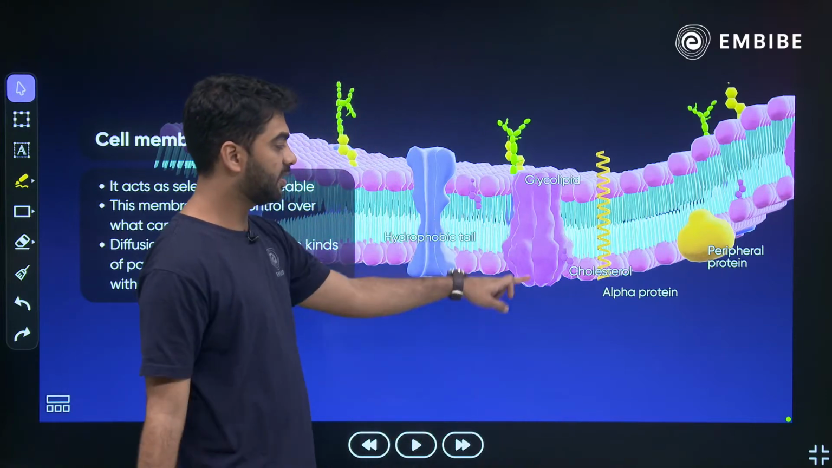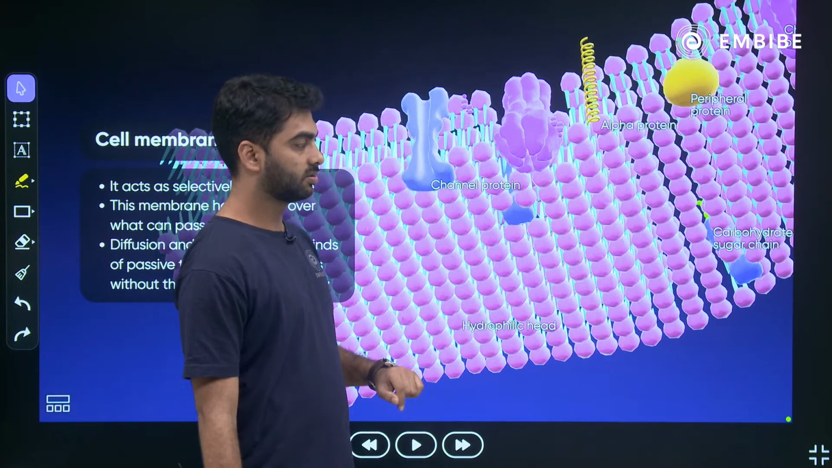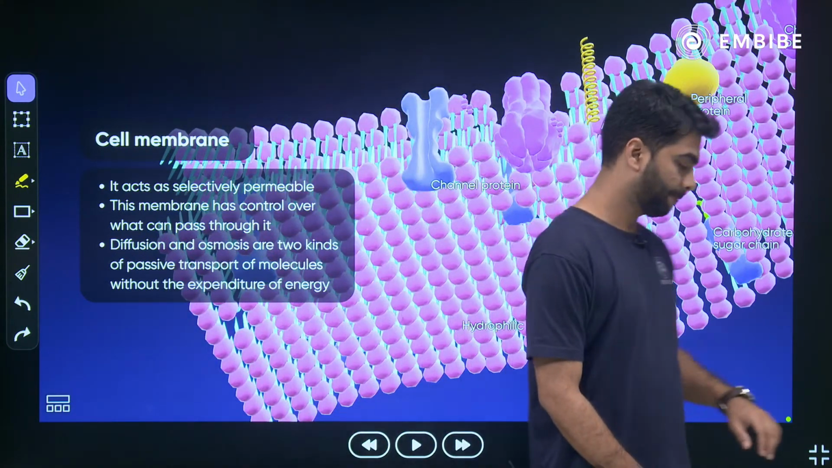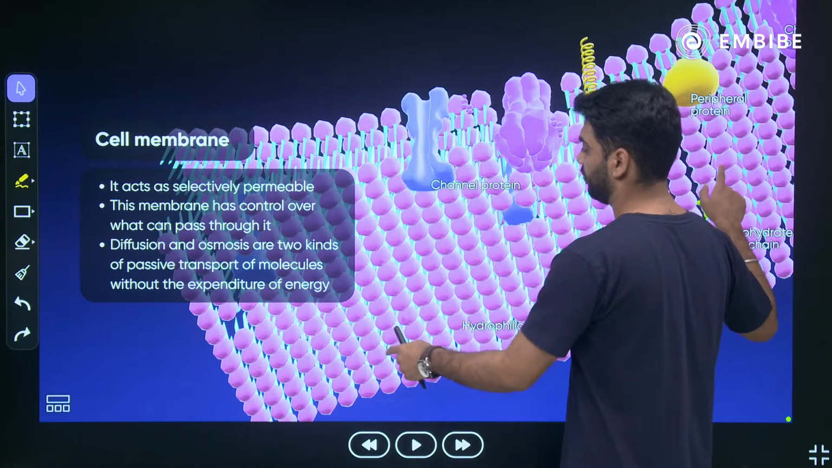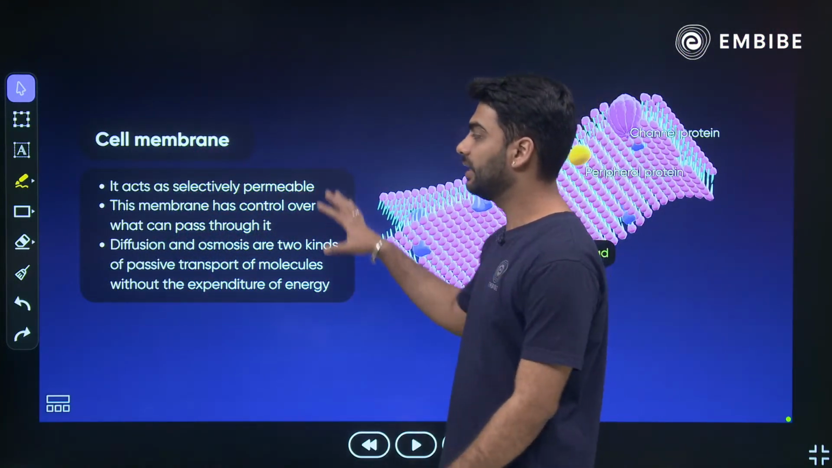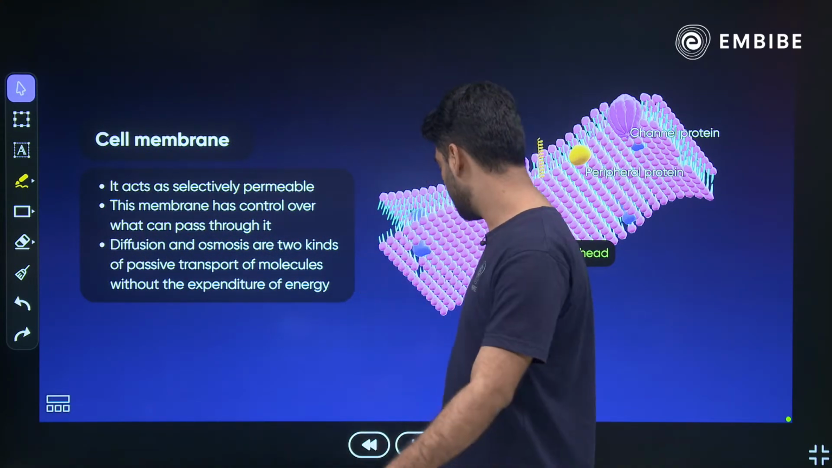ठीक है? These are the lipids, proteins. ठीक है? So here you will see osmosis and diffusion both happening. It is semi-permeable and it will control what will go in and out of the cell.